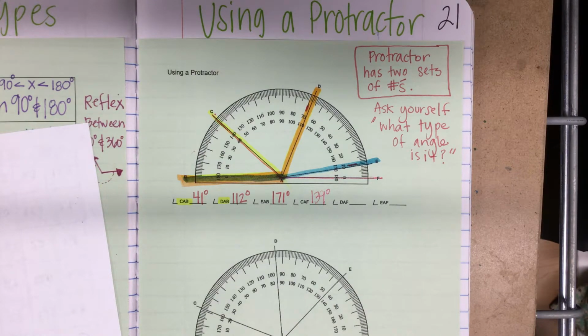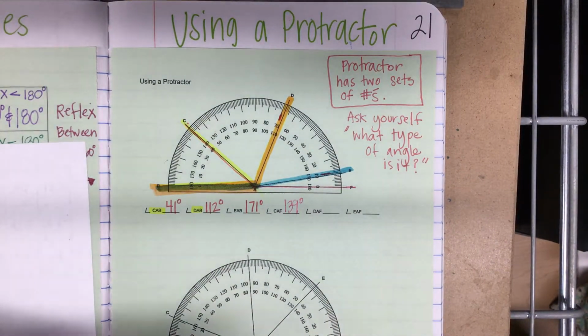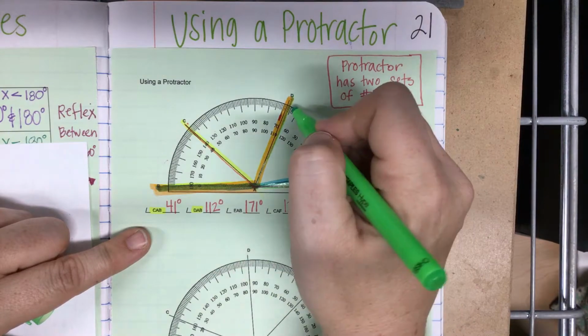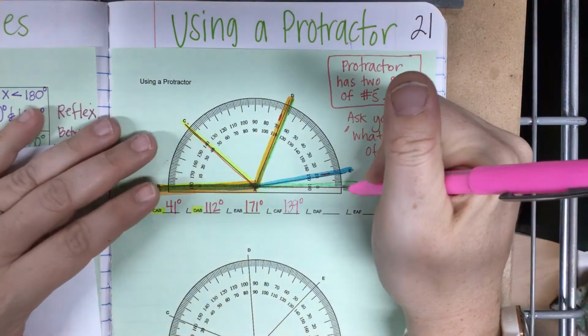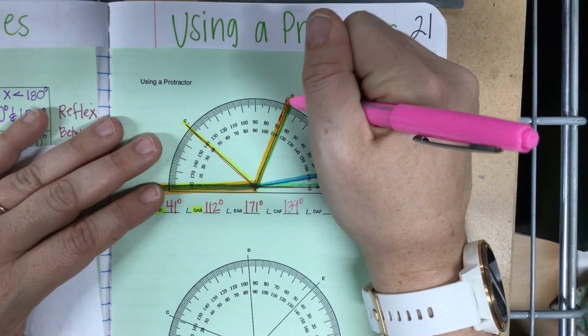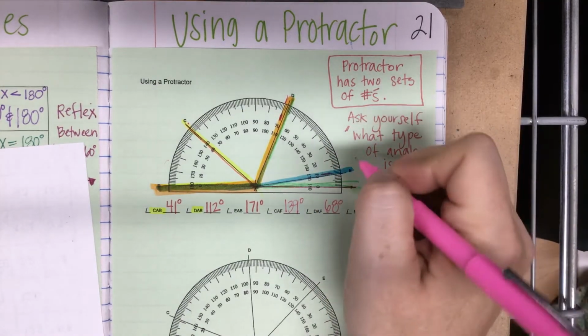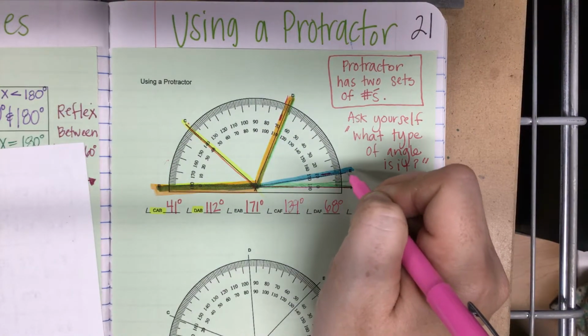DAF. What kind of angle is DAF? Acute. It's acute. But it's not quite 70. 68. Because remember, when you go counterclockwise, it starts at 0, 1, 2. The numbers are opposite directions.